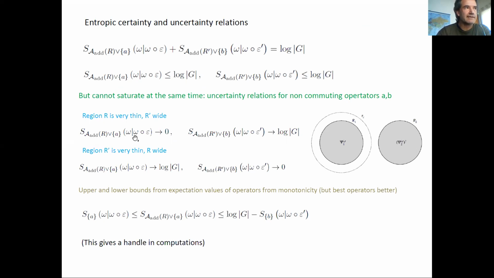Because in that case, the conditional expectation does nothing to the vacuum. It just kills the intertwiner, but the intertwiner also has expectation value 0. So these two states are the same, and the relative entropy goes to 0.